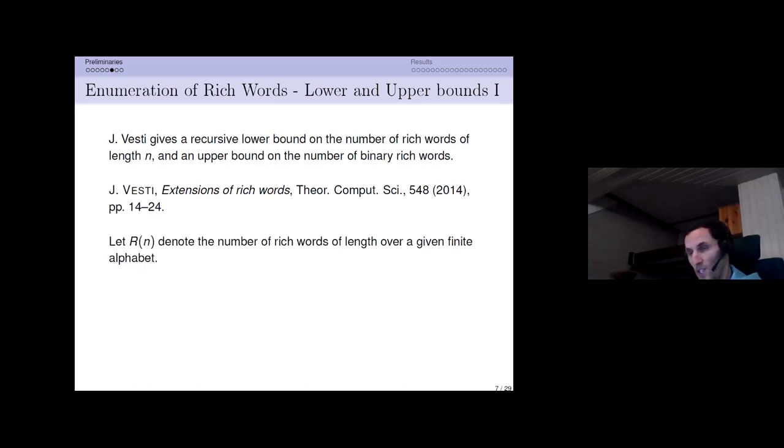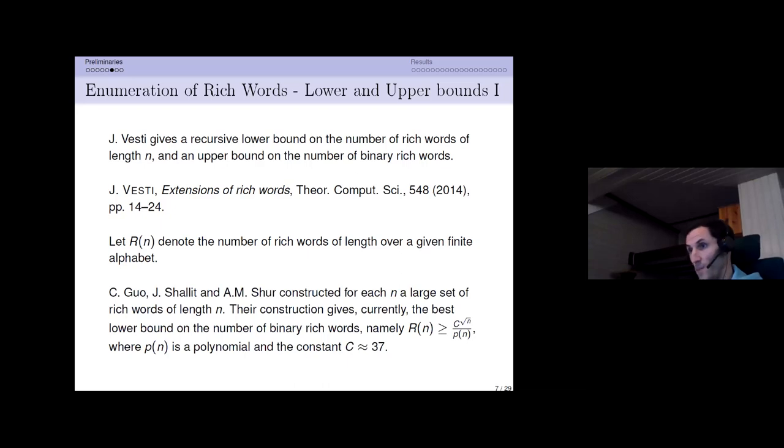So now I need this definition. I will denote by Rn the number of rich words of length n over a given finite alphabet. And a better lower bound can be found in the paper of Guo, Shallit, and Shur. They constructed some set of rich words, and they enumerated the set. Based on this, they could derive some good lower bound for the number of binary rich words. This bound can be seen on this slide. This is the best lower bound for the number of rich words, or at least I'm not aware of any better lower bound.